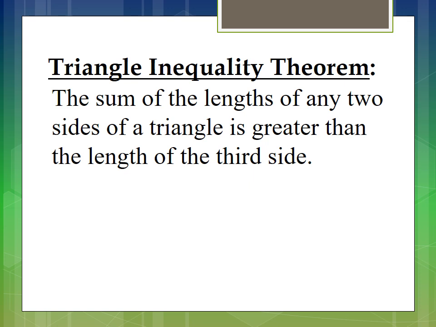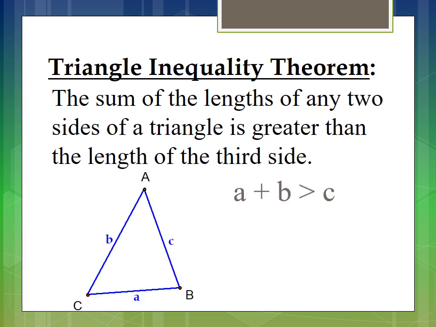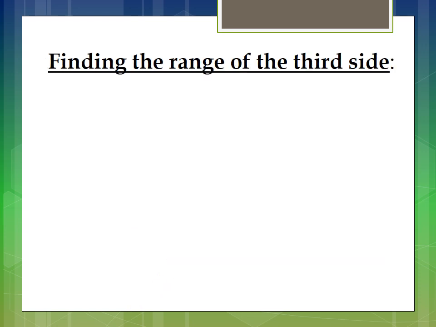So we can conclude the sum of the lengths of any two sides of a triangle is greater than the length of the third side. In this figure, look at that. A plus B is greater than C, A plus C should be greater than B, and B plus C should be greater than A. Here, how will we find the range of the third side?